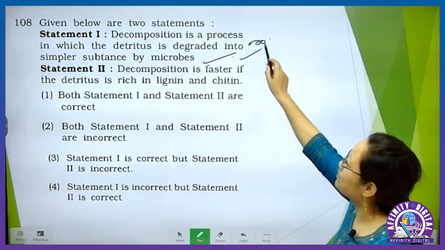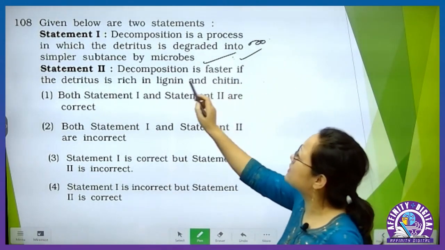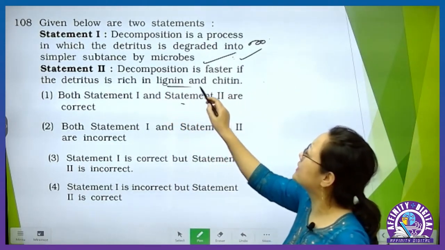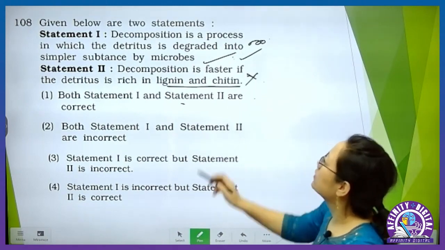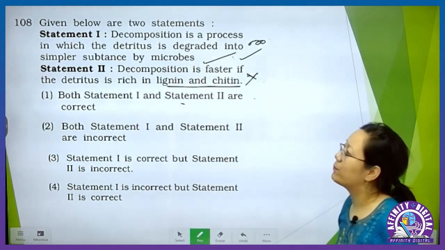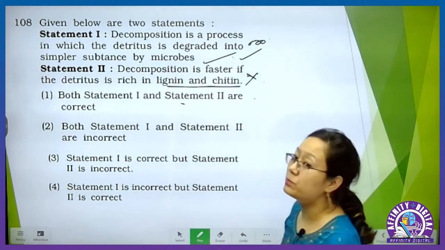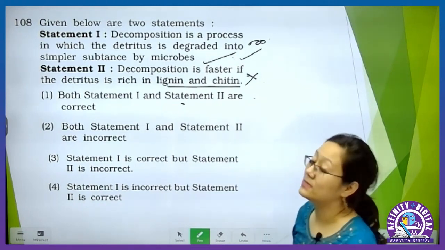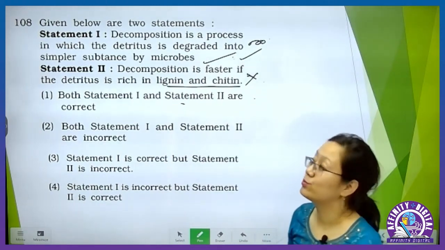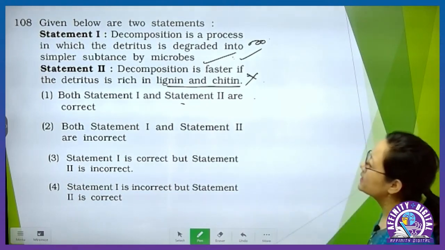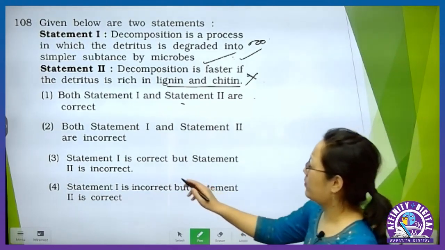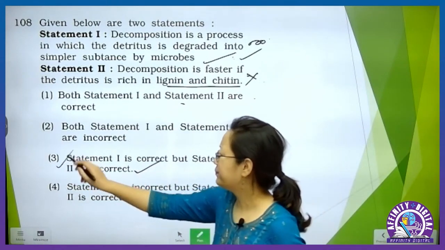So this is correct. Decomposition is faster if the detritus is rich in lignin and chitin. This one is wrong, because if the chemical component of decomposing matter has lignin and chitin, the decomposition process should be slow. So statement 1 is correct and statement 2 is incorrect.